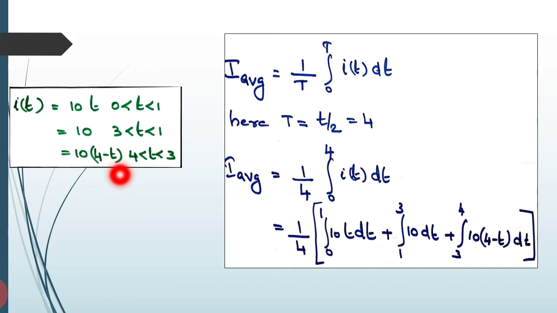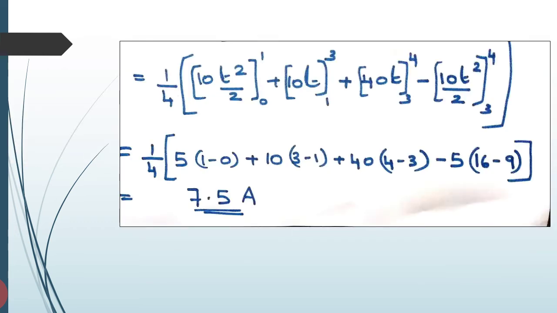So we can find the average by 1 by T integral 0 to T i of t dt, where T equal to T by 2 equal to 4. So I average is 1 by 4 integral 0 to 4 i of t dt. So you want to integrate in each interval. That is 1 by 4 integral 0 to 1 10t dt. You can integrate it, and after integrating you will obtain 7.5 ampere.